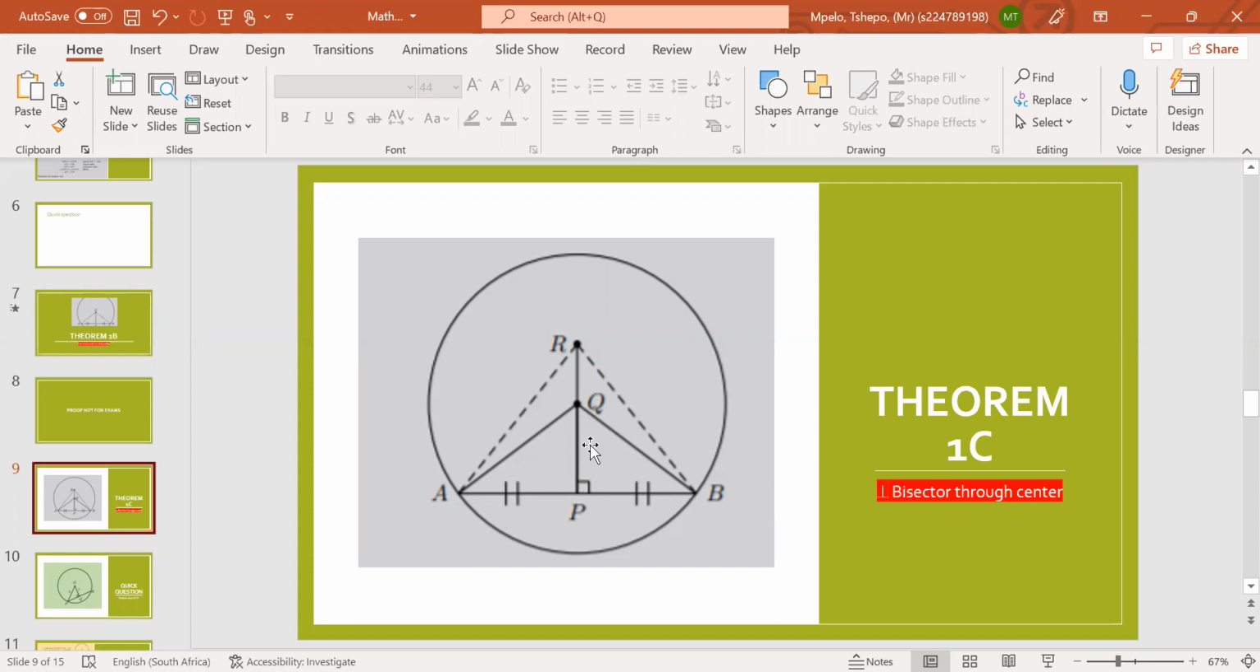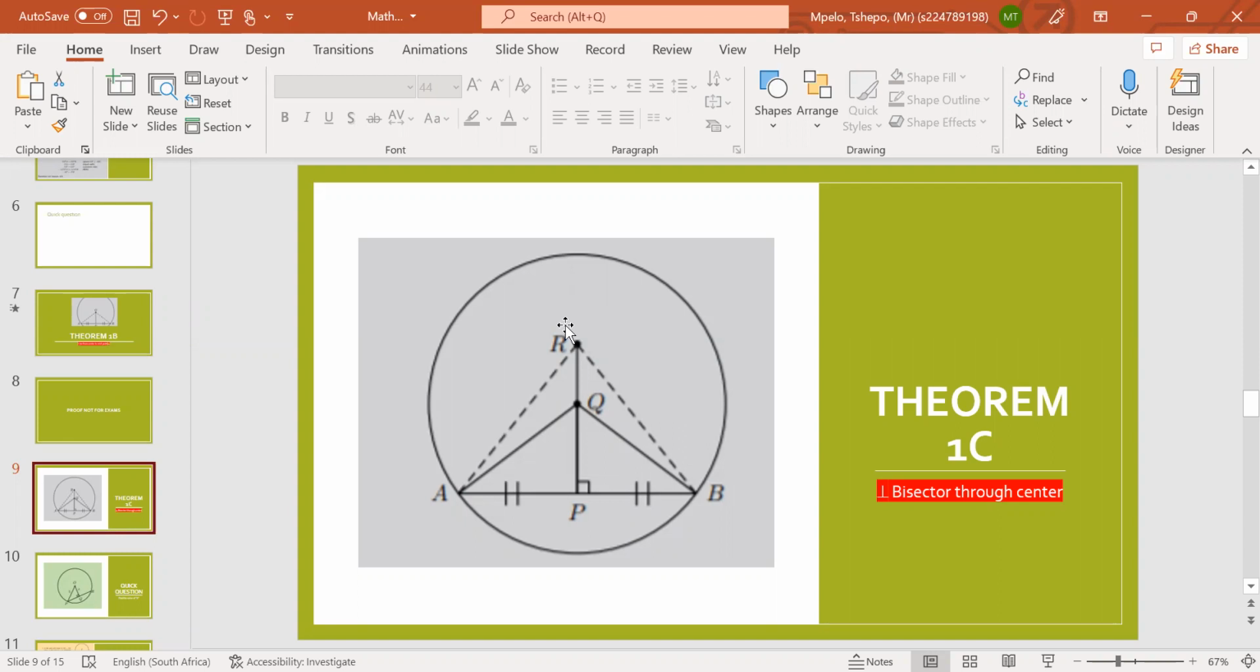You get me? Repeat that. Okay. Imagine you are not told a certain line is from center. For an example, imagine you are not told that line RP passes through center. Why line RP? It's this line. Imagine you are not told that line RP passes through center.